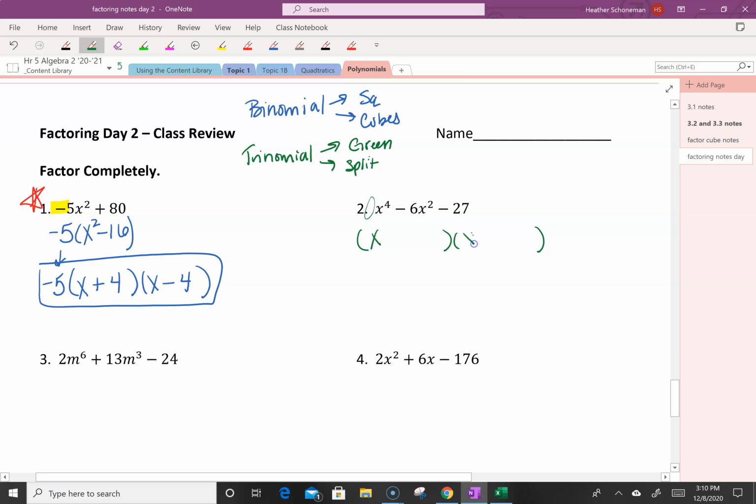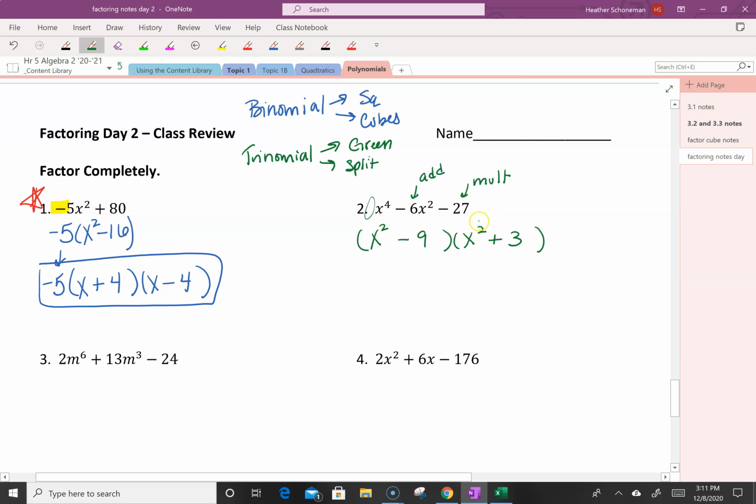Normally, I'd put an x and an x, but an x and an x would multiply to x squared. I need it to multiply to x to the 4th, so I'm going to put x squared and x squared. That will be the only thing you change in the problem. Now I'm looking for 2 numbers that multiply to -27 and add to -6. Those numbers would be -9 and +3.